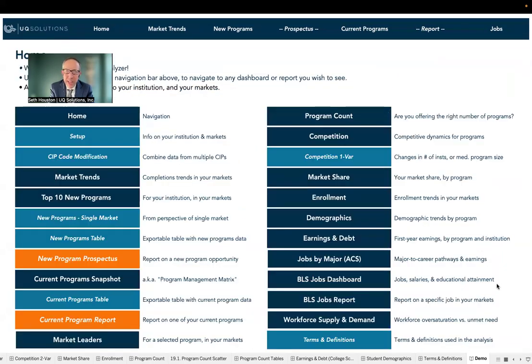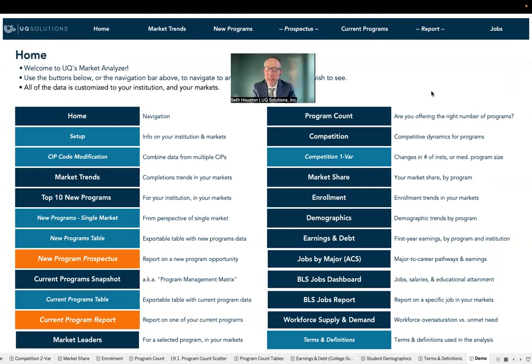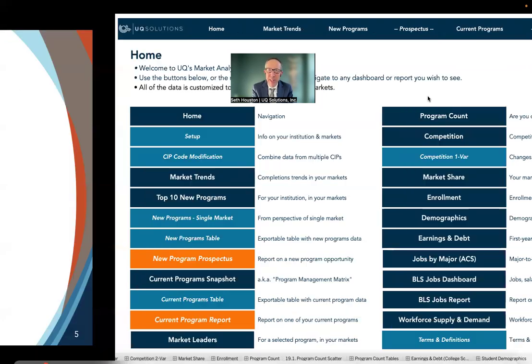This is honestly just a portion of what we offer in the Market Analyzer. We also have some really amazing dashboards looking at competition, market share, enrollment, student demographics, and then a lot on earnings outcomes in the job market: how much students earn when they graduate, how much debt they accrue, what jobs they go into, what the job market is like in your market, as well as where there's unmet workforce demand and which jobs may be a little oversaturated already. Of course, you've got a glossary of terms and definitions as well. So that is a short view of what's in the Market Analyzer.